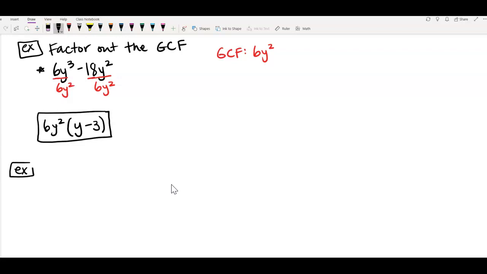And this one, you might have to look a little bit closer to figure out what that GCF is. Okay. So let me give you just a minute to figure out what the GCF is on this one.